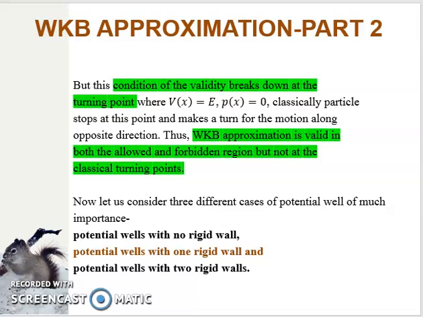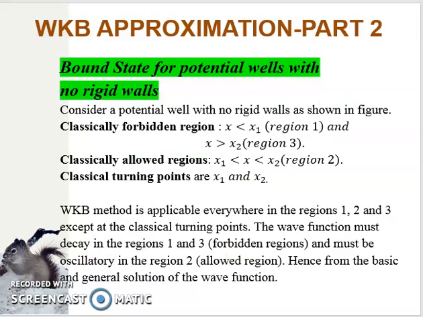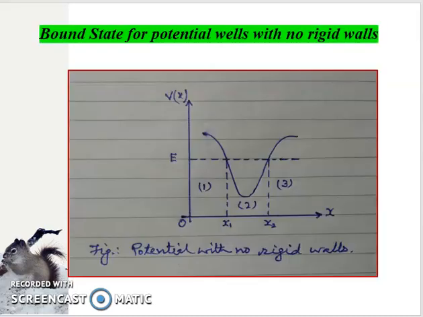अब हम लोग 3 different केस कंसिडर करेंगे. पहला केस होगा potential well with no rigid wall. The second case is potential well with 1 rigid wall, and the third case is potential well with 2 rigid walls. यहाँ rigid wall का मतलब पोटेंशियल के किसी पर्टिकुलर पॉइंट पर इनफाइनाइट हाई वैल्यू एज्यूम करने से है. So when we say bound states for potential well with no rigid wall, then we have this type of potential, which is in the next slide.